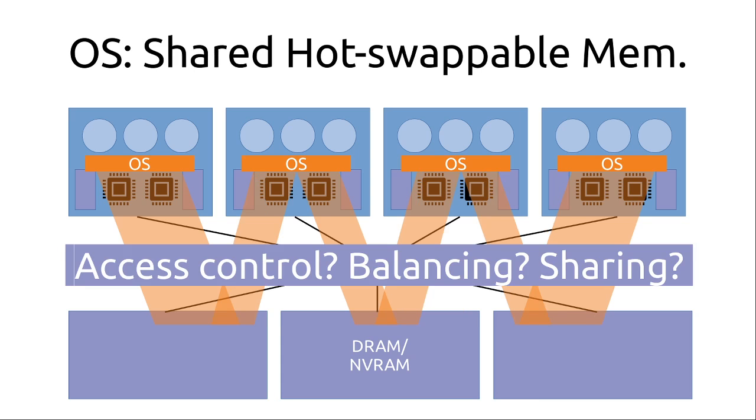So the question is, once you start having systems like this, how do you deal with access control? How do you decide who gets which ranges of memory? How do you balance the memory dynamically between the different nodes? And how do you decide to share or not share between the different nodes?